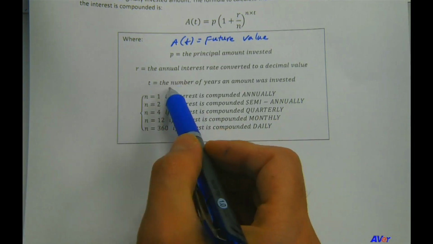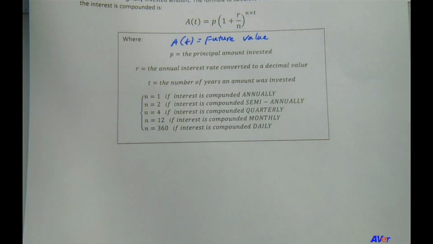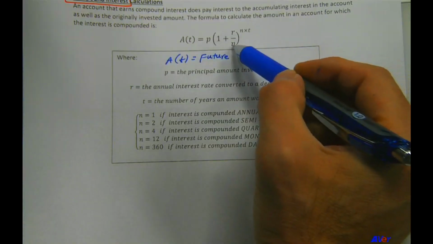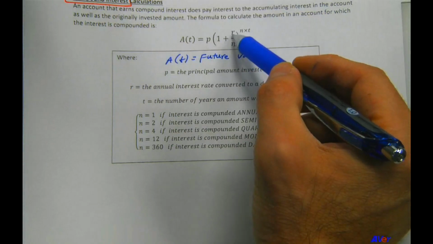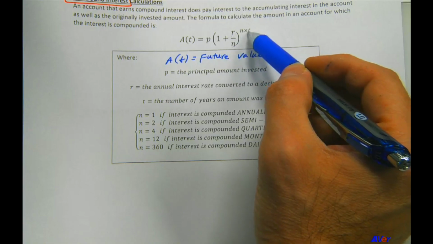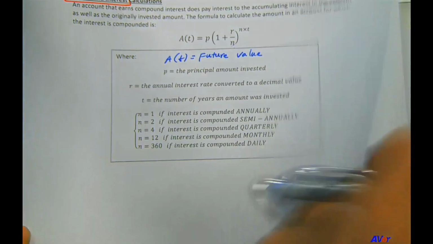Now T is the number of years an amount was invested. So if the money was invested for 15 years, then T would be 15. And N appears, take a careful look, N appears as the denominator of the interest rate converted to decimal, as well as in the exponent, times T. Very, very important.